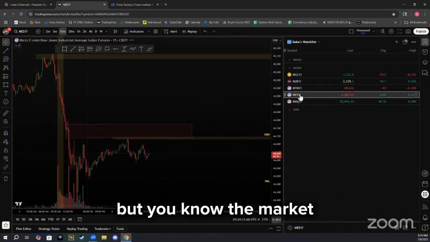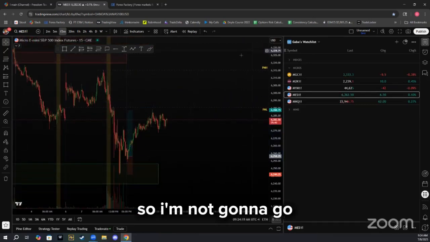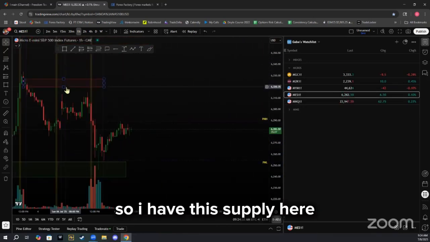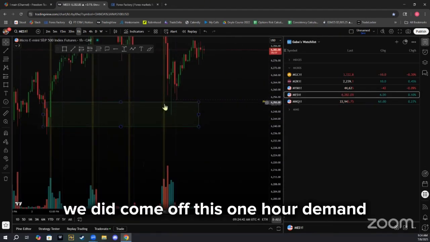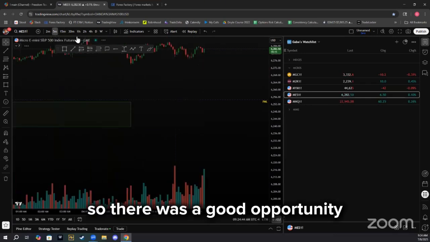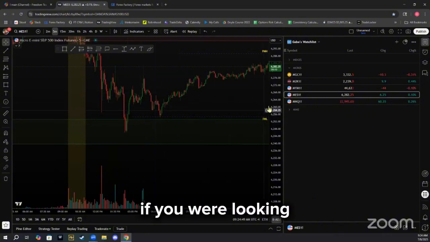But the market has been pretty bullish, I will say. So I'm not going to go chasing shorts. Still have this supply here from yesterday's dump. For demand, we did come off this 1 hour demand yesterday. So there was a good opportunity overnight for a little bit of a bullish push up if you were looking.